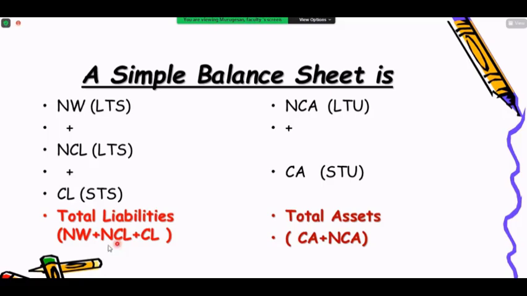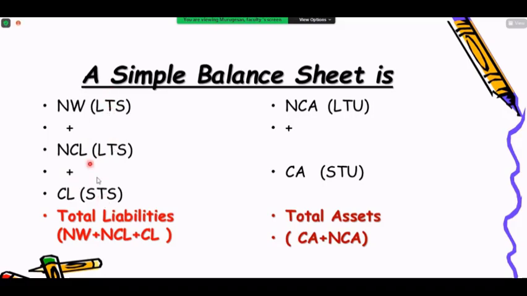Now in the simplest balance sheet, this net worth, you have to identify under long-term source. It will remain. Nobody will withdraw. Normally, very rarely, there may be some part withdrawal. Otherwise, for a company, the shares will not be paid back. Shares will not be redeemed. Debentures will be redeemed. Loans will be redeemed. But shares will remain. So net worth is a long-term source. NCL is also a long-term source. NCL means term liabilities. Current liabilities are called STS.